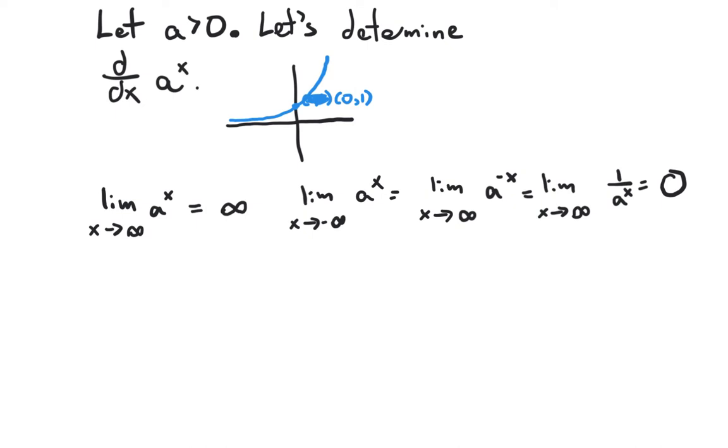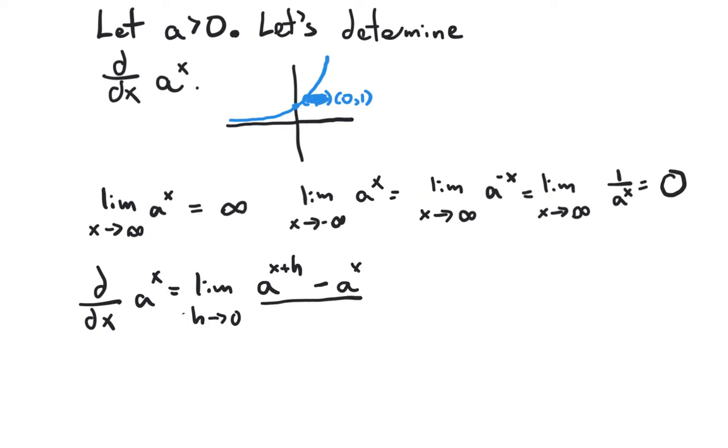Let's write down the derivative. So we know the definition. That's going to be the limit as h approaches 0 of f of x plus h, so this is going to be a to the x plus h, minus f of x, which is a to the x, all over h.